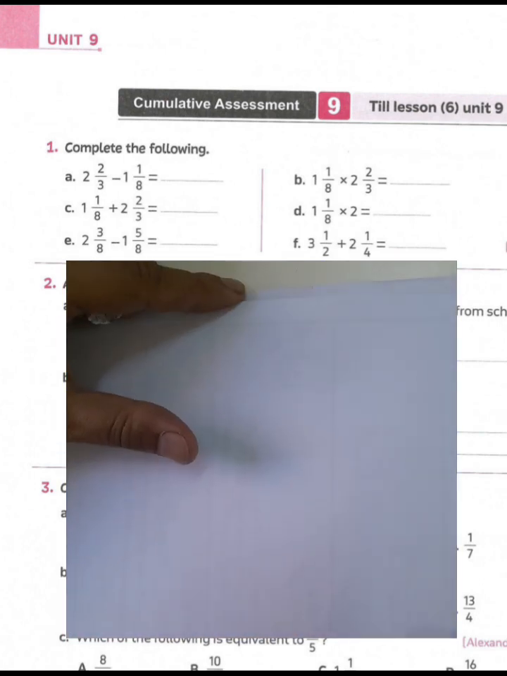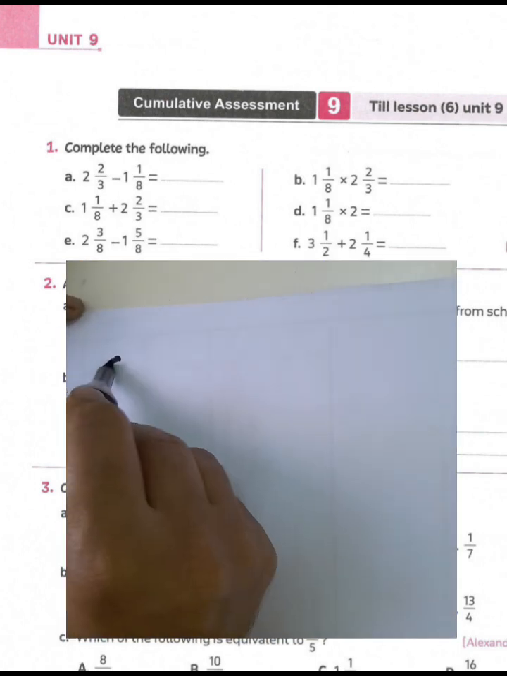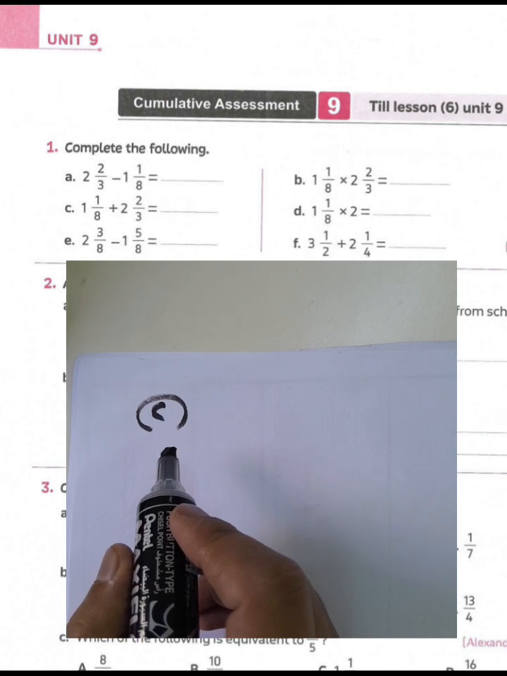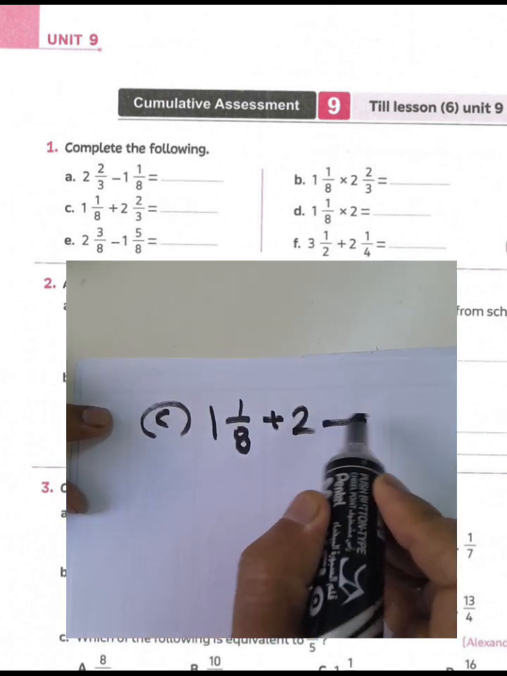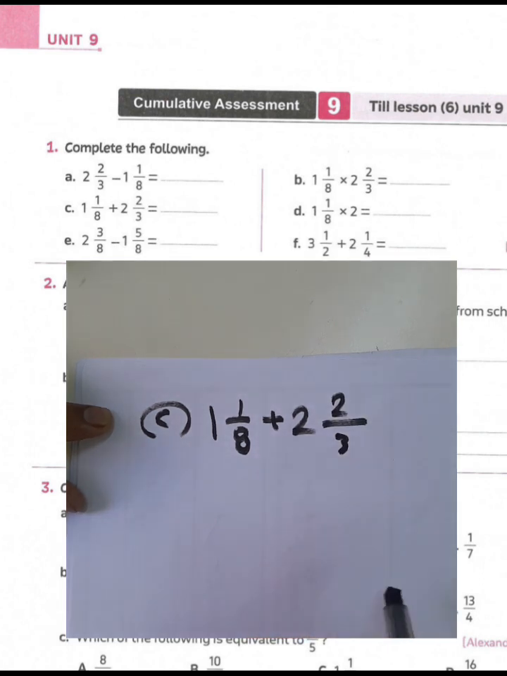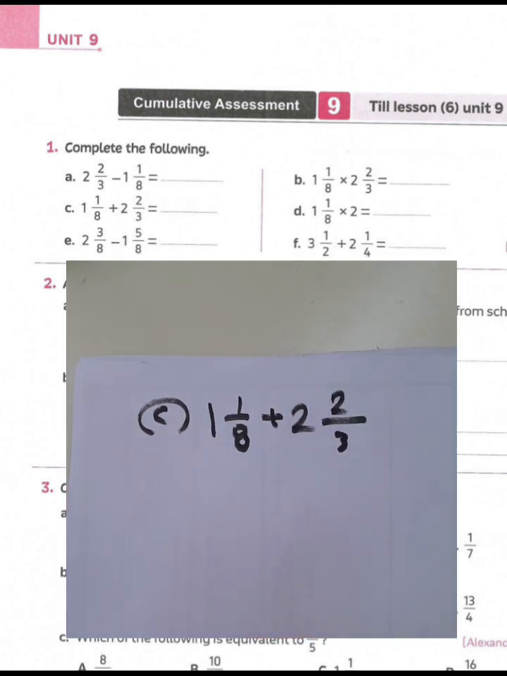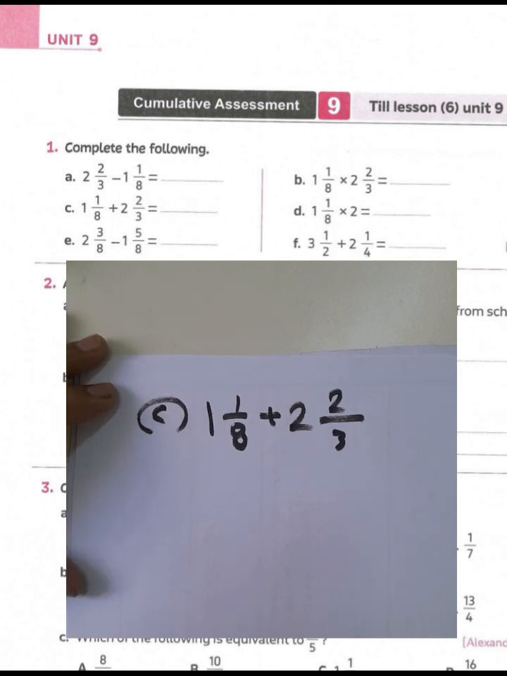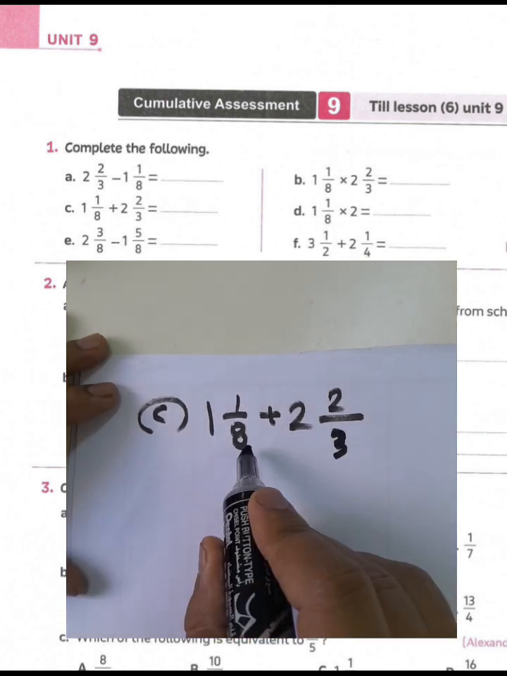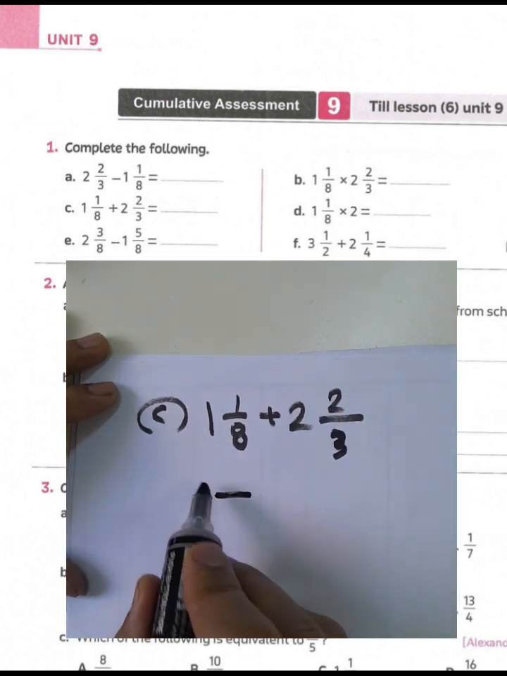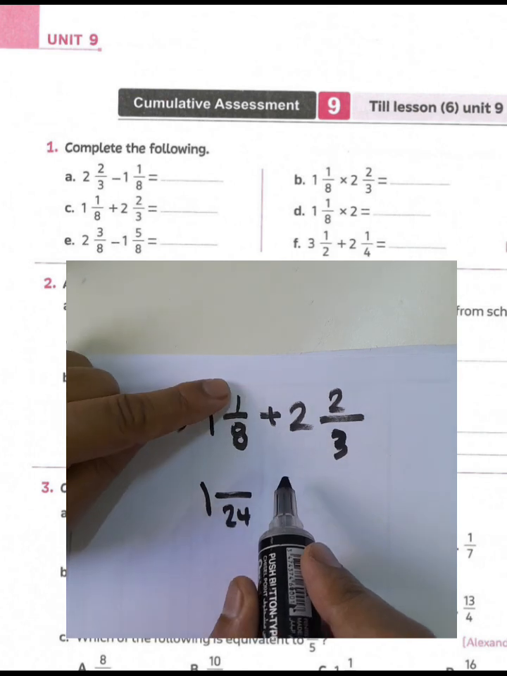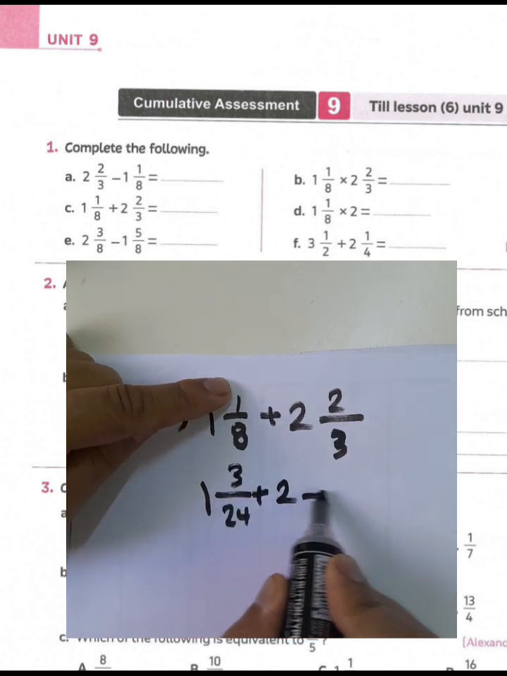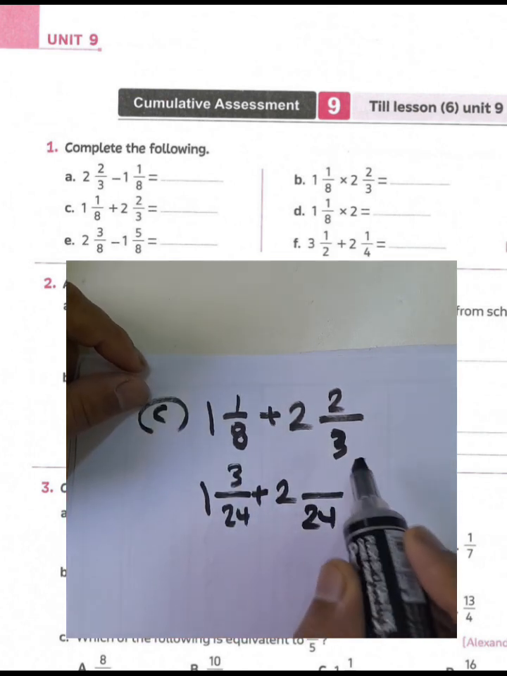Look with me at question letter C: 1 and 1 over 8 plus 2 and 2 over 3. In this example, we can find the least common multiple of the two denominators. It will be 24 because 3 and 8 are relatively prime numbers. Write 1 and 24 in the denominator. 3 times 8 equals 24. 1 times 3 equals 3. And then write 24.